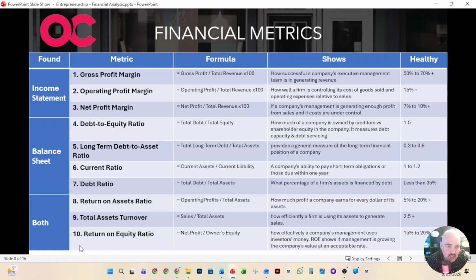Now we get into things that are on both the income statement and the balance sheet. So, return on assets ratio: our operating profits divided by our total assets. This really comes down to efficiency. How much money are we actually making out of these assets based on our operations? And 5 to 20% plus is going to be pretty good there.